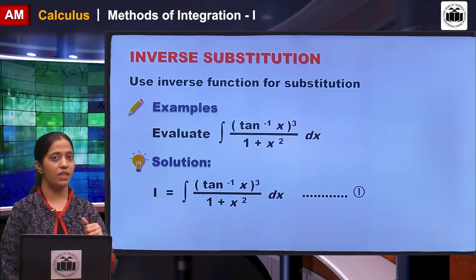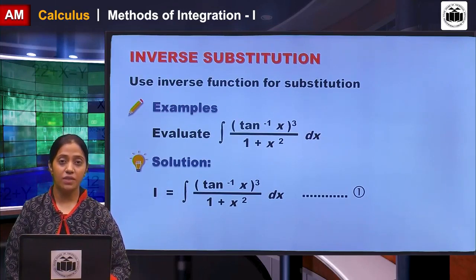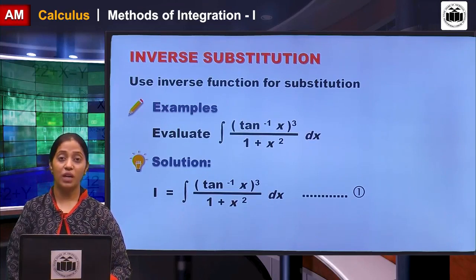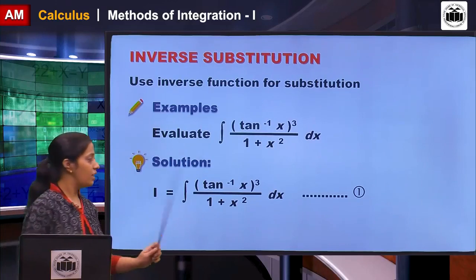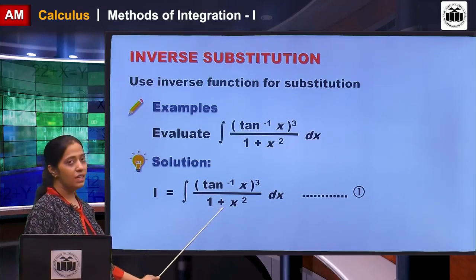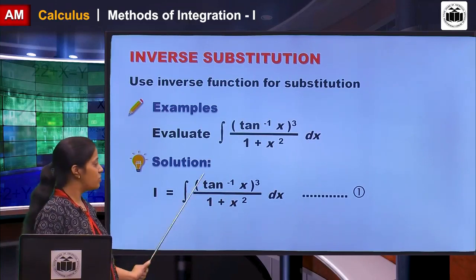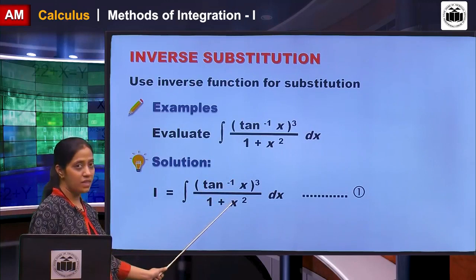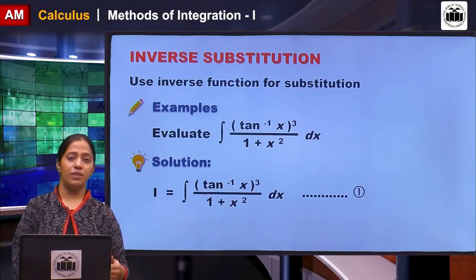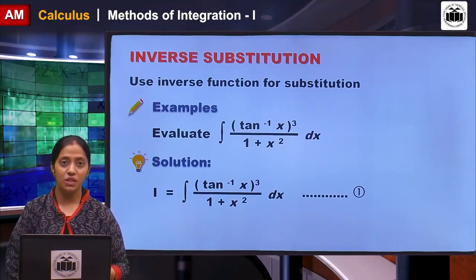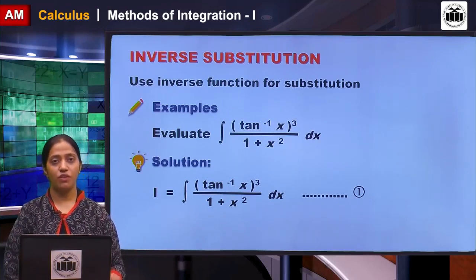So what is the inverse function given here? It is tan inverse x. And what is the derivative of tan inverse x? It is 1 upon 1 plus x square. Is it given there? Yes, 1 upon 1 plus x square is given there. So that means we can use the substitution method over here, because we are using the substitution for tan inverse and its derivative is given over here. So these are the hints. If the derivative term is given there, use the substitution method. If an inverse function is given, use the inverse function for the substitution.